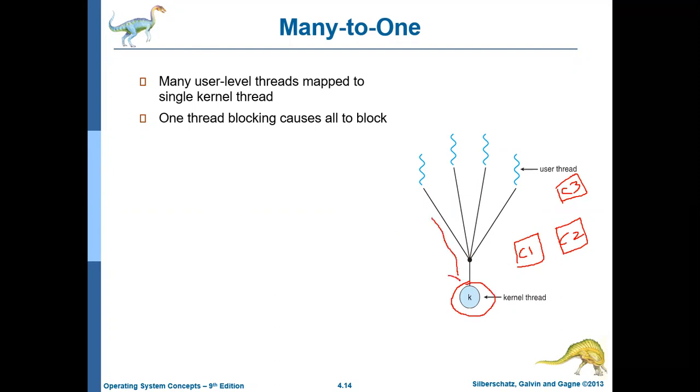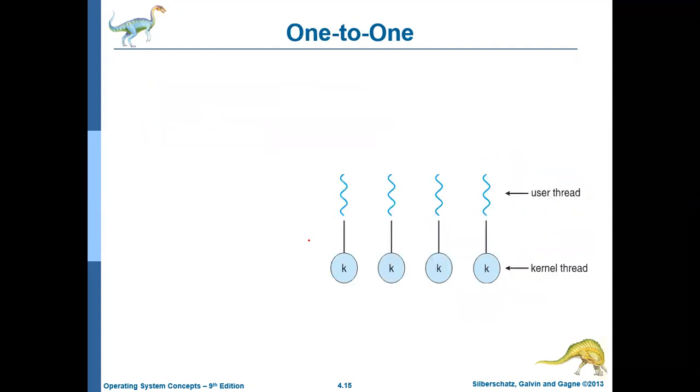So you cannot take advantage of the multi-core that is available in your system, because finally this kernel thread will be using only one core. Okay, so you cannot take advantage of the multi-core architecture or the multi-processor architecture that your hardware supports. That is the second disadvantage. There is no parallelism. It cannot support parallelism in a multi-core system, right? So this is how a many-to-one threading model works.